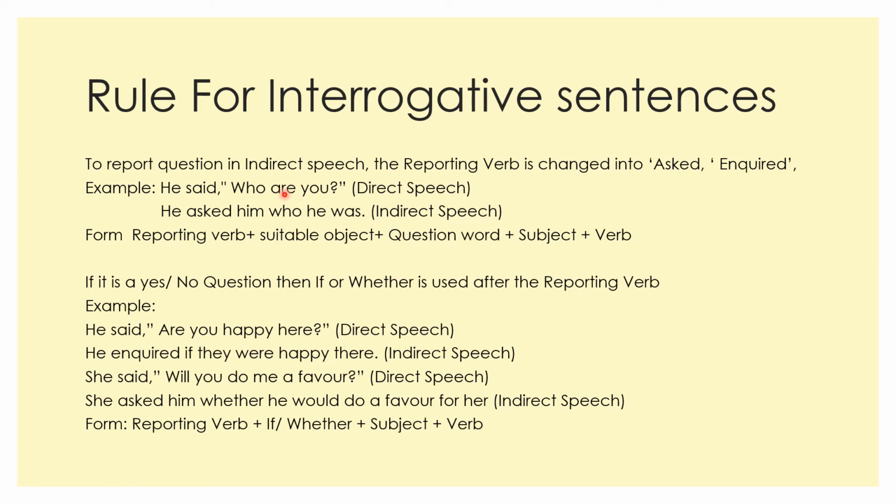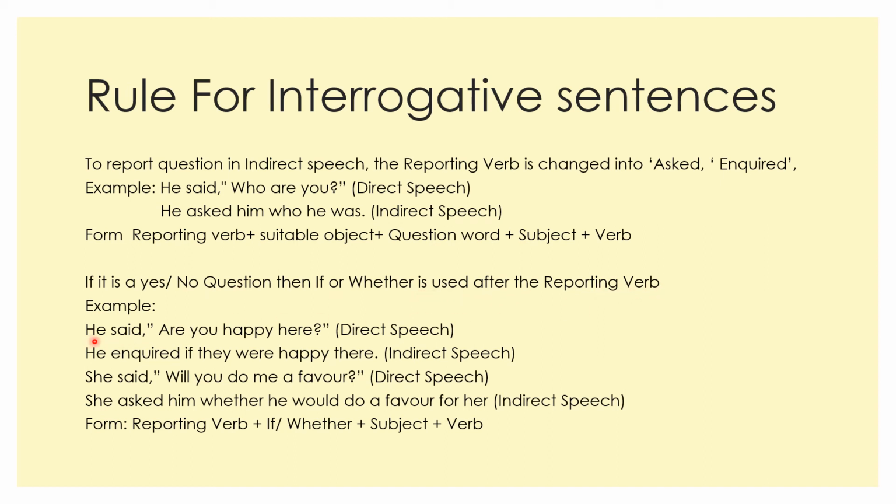Are, which is in the simple present, will become was in the simple past. That is also the rule that we have to follow. If the reporting verb is in the past, then the tense also changes to the past. So the sentence in the indirect speech: he asked him who he was. So let's go through the form again. Reporting verb asked, suitable object him, the question word who, the subject he, and the verb was.